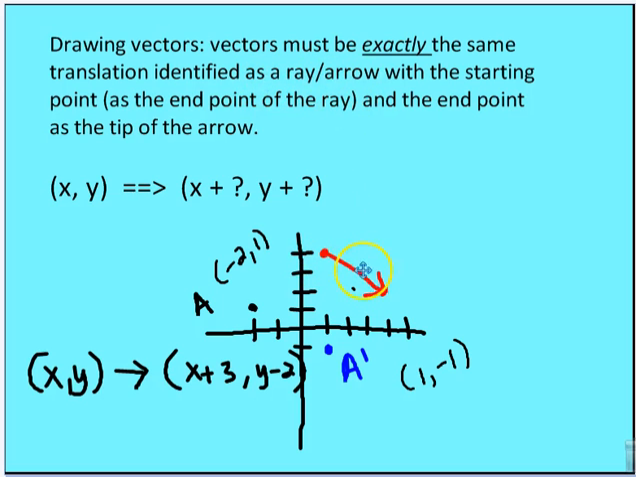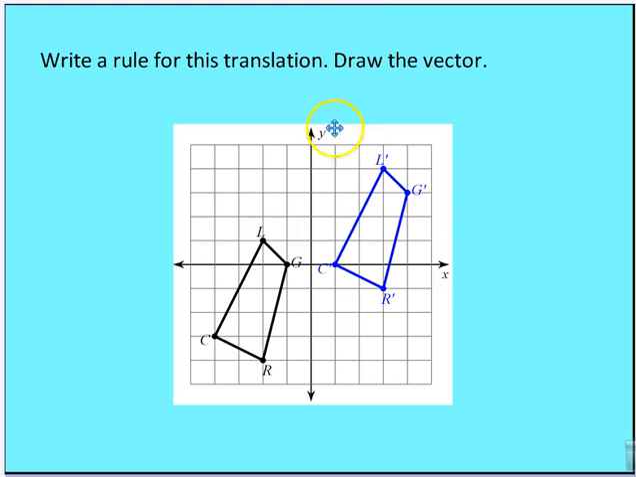So here's my arrow, which moves in this direction from A to A prime. The endpoint of the ray is the starting point, or the pre-image, and then the tip of the arrow is going to be the image. Okay, so I want you to write a rule for this translation, then draw a vector. I'm going to pause here.